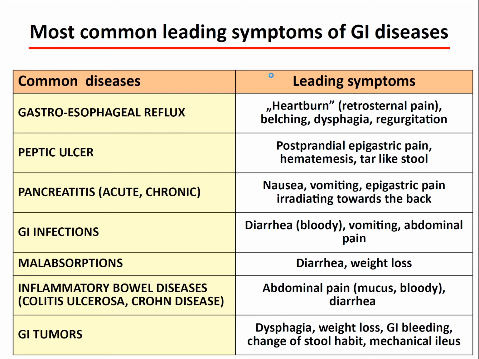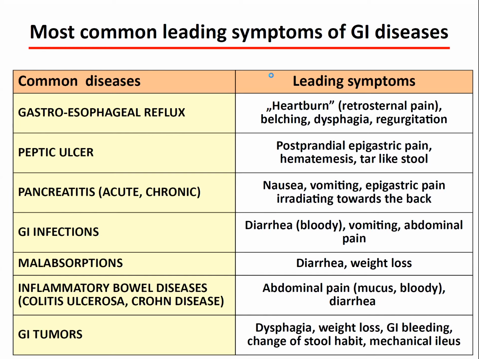GI infection is relatively very, very common and is mostly presented as diarrhea that can be bloody, but vomiting or abdominal pain can be symptoms as well. Malabsorption causes mostly diarrhea, because bacterial overgrowth can form soft feces and can increase the motility of the GI tract, and weight loss because we cannot absorb the energy. Then there are inflammatory bowel diseases, such as colitis ulcerosa or Crohn's disease, with abdominal pain, mucus, bloody feces, and diarrhea.